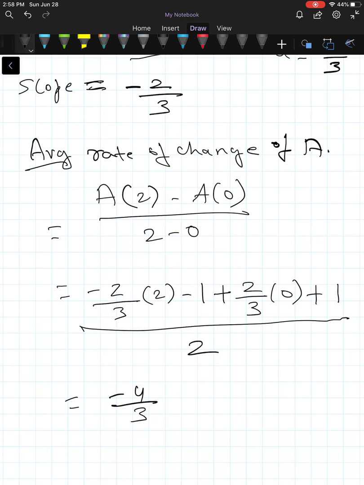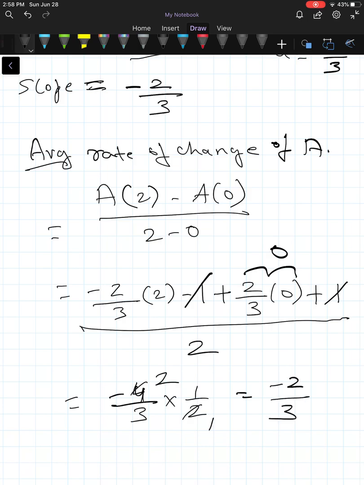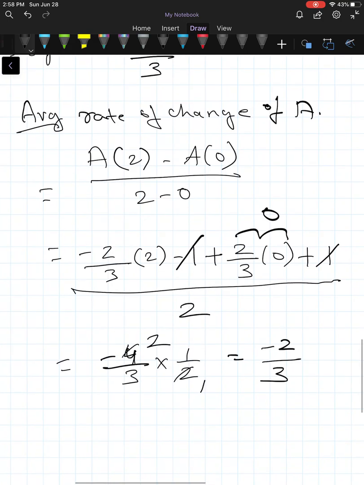So this would give us negative 4 over 3, minus 1 plus 1 will get cancelled, and this term is 0. So you are just left with negative 4 over 3 times 1 over 2. So if you cancel this, you will get negative 2 over 3. So what we stated above, that slope is equal to average rate of change of a function, is true. So that is what we checked here.